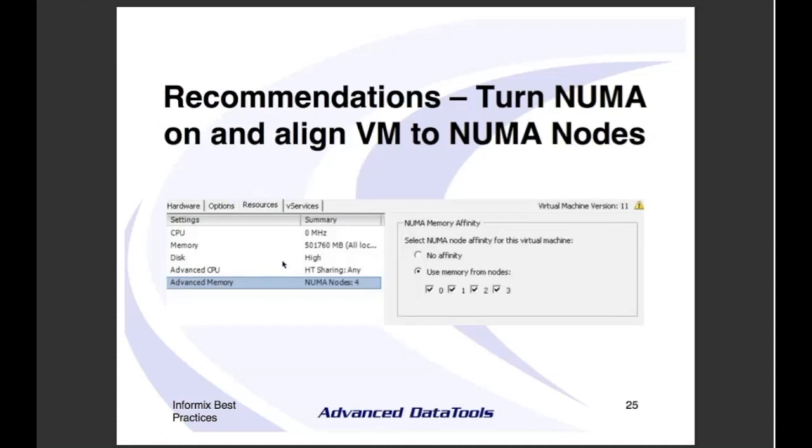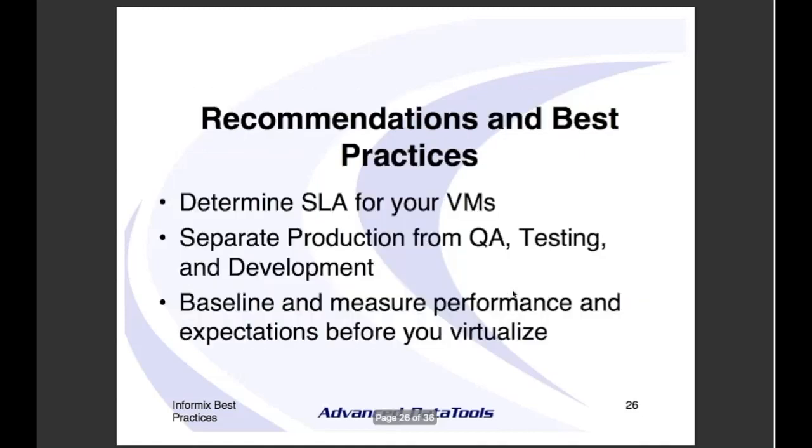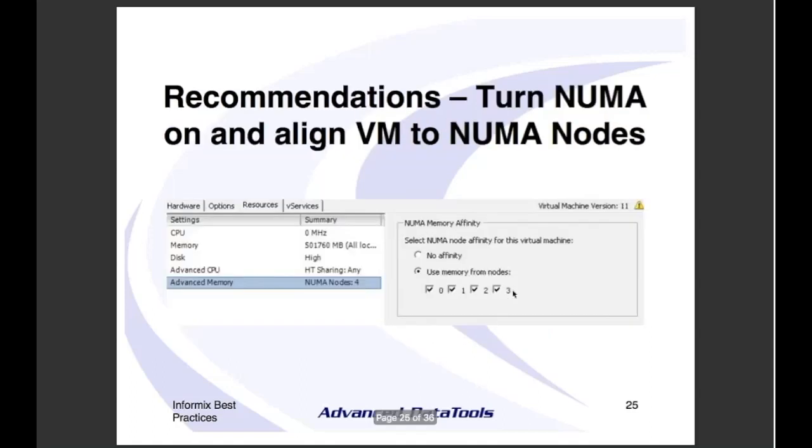And then NUMA. In ESX 6, you have an advanced memory option. This is where you can turn on NUMA. And you basically say use memory from the nodes and check off the nodes. So they had 4 sockets, and this is saying try and align the work with the sockets and the memory that it's closest to. In VMX 6.5, it does this automatically, which is very nice.